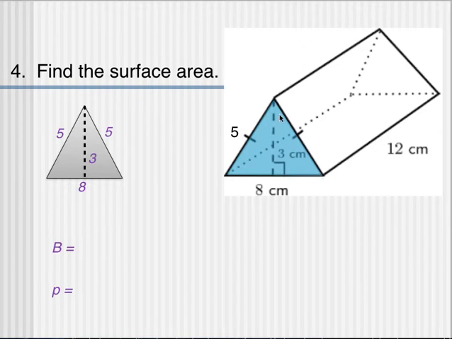So highlight one of the triangles. It could be the front one or the back one. It doesn't really matter. That is your base. And then copy the shape on the side.